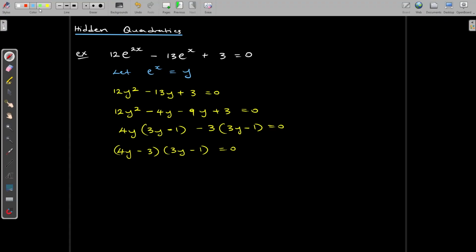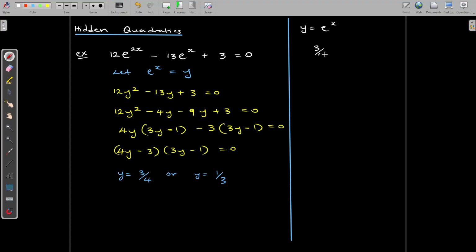So our two solutions will be y is equal to 3 over 4 or y is equal to 1 over 3. So we have two positive solutions, so that's a good sign. Now let's finish up the question. So since we had said y is equal to e to the x, we can simply say 3 over 4 is equal to e to the x.